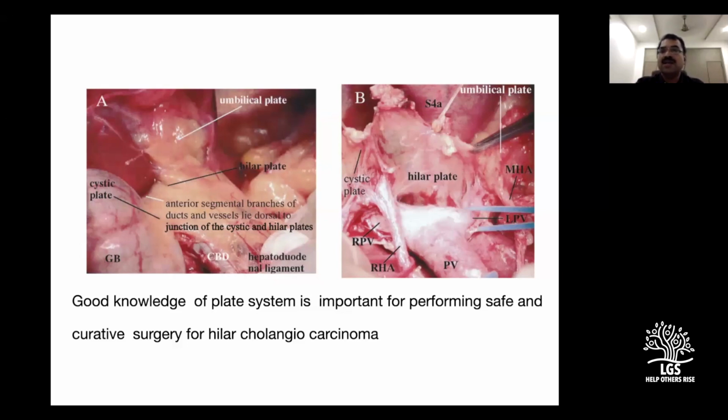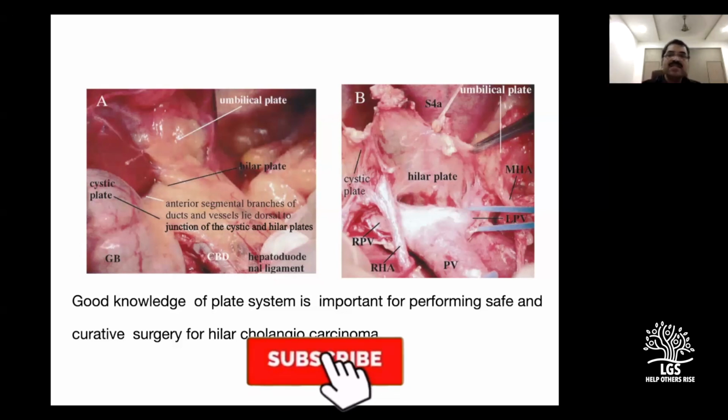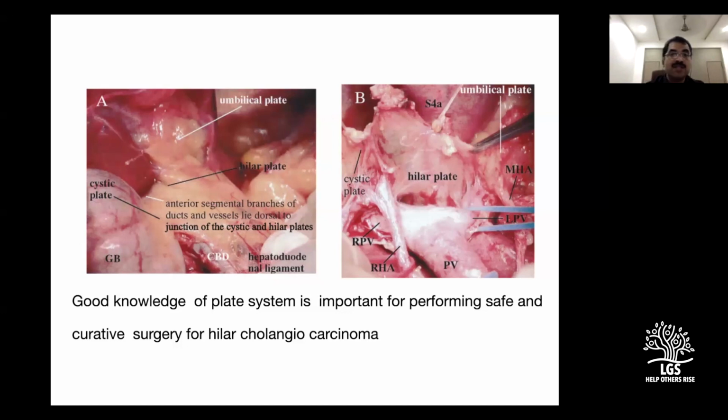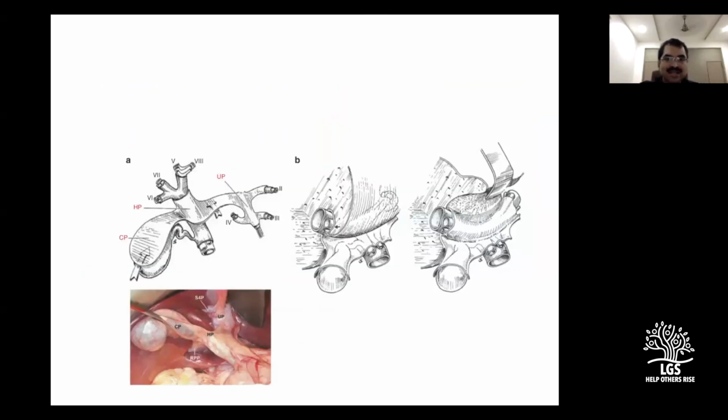If you are not sure about the anatomy in that area, you may leave some bile duct which are actually infiltrated by the tumor. So the knowledge of the plate system is very important when you plan surgery for a hilar cholangiocarcinoma. So this is another view of the plate system.